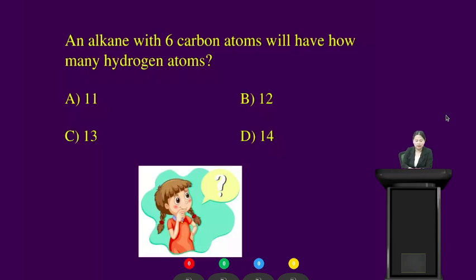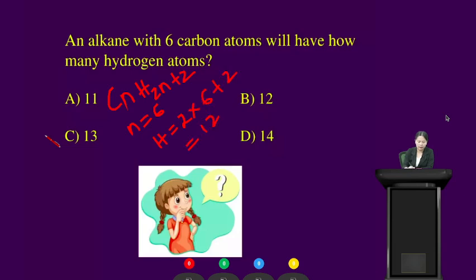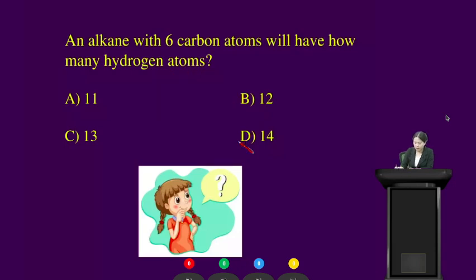All right, students, your time is up. So let us see. The general formula for alkanes is CnH2n+2, where n is the number of carbon atoms. So n is equal to 6. H will be equal to 2 into 6 plus 2. So 2 times 6 is 12, plus 2, we will get 14. So the correct answer for this question is option D, that is 14.